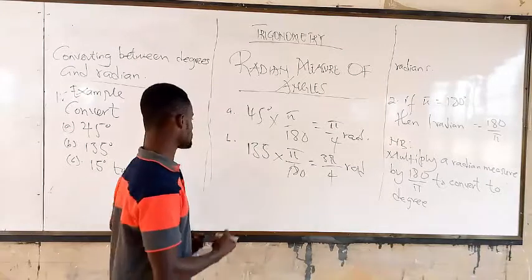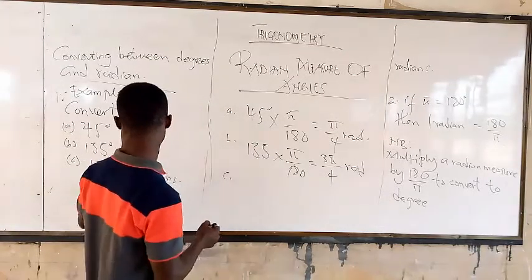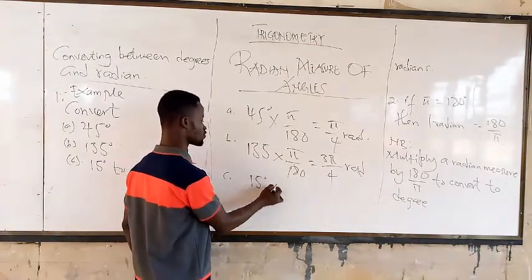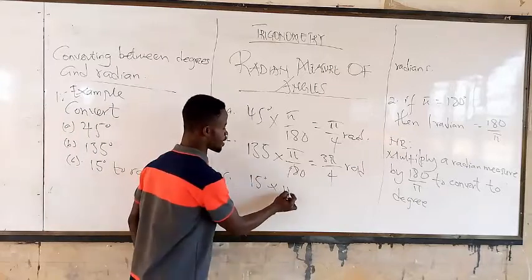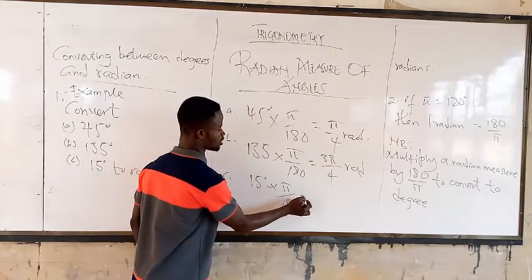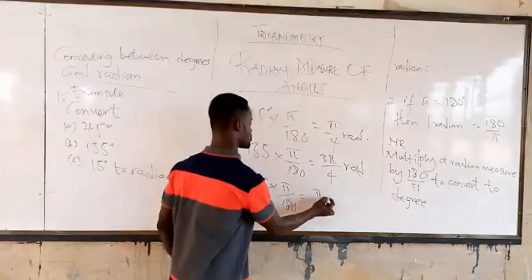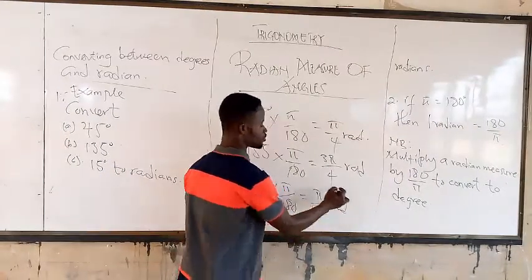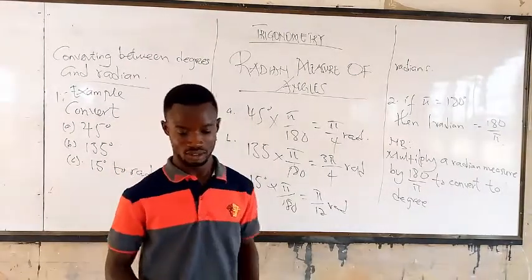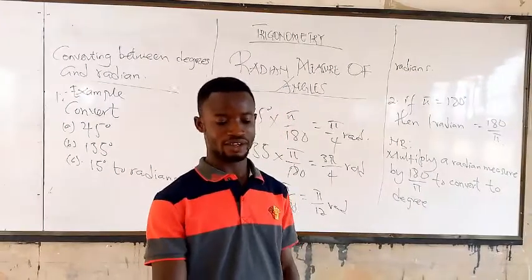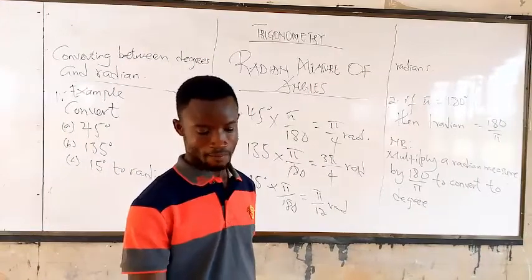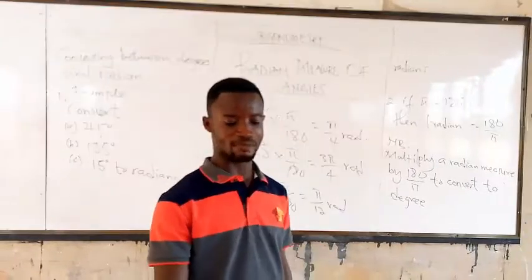Alright, C, 15 degrees. Multiply by pi over 180, and write whatever it gives you, and that is pi over 12 radians. Very good. Let's look at our second example here.